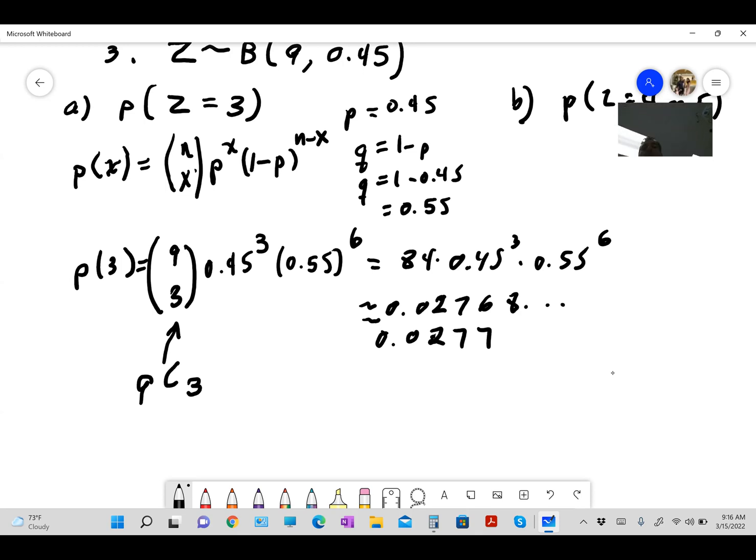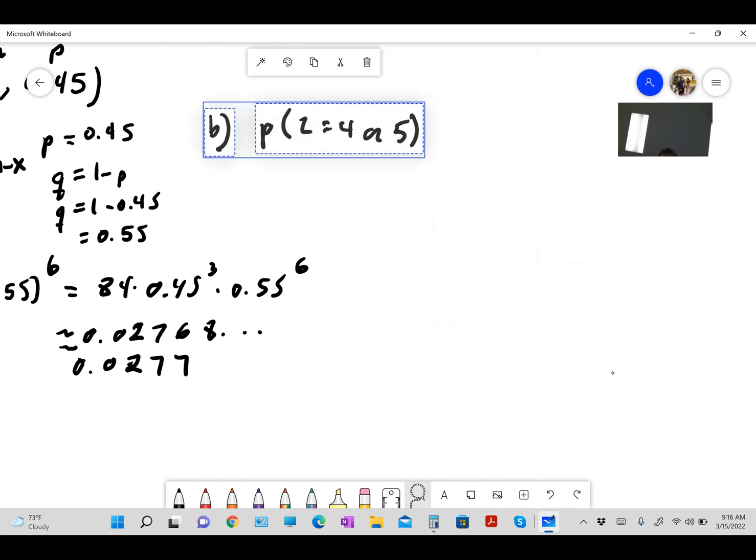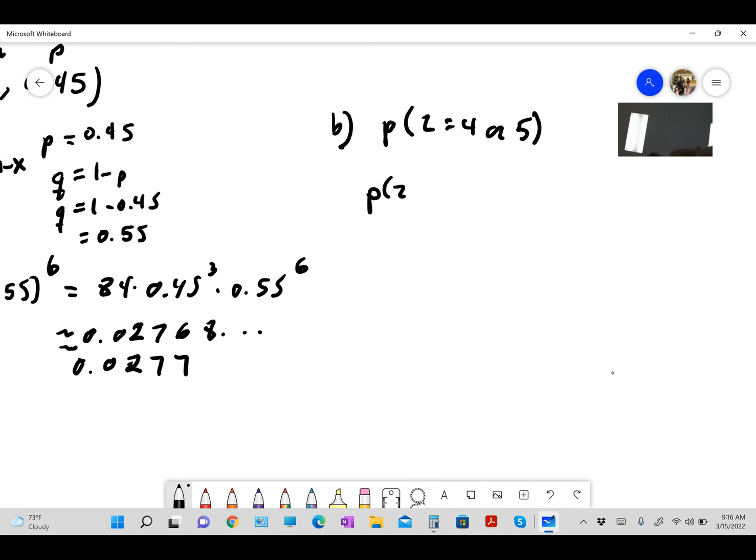All right, so now you should be able to do the next one. The next one is just you do 4 and you also do 5 and add them together. So the next one is basically the probability of Z equals 4 plus the probability of Z equals 5.